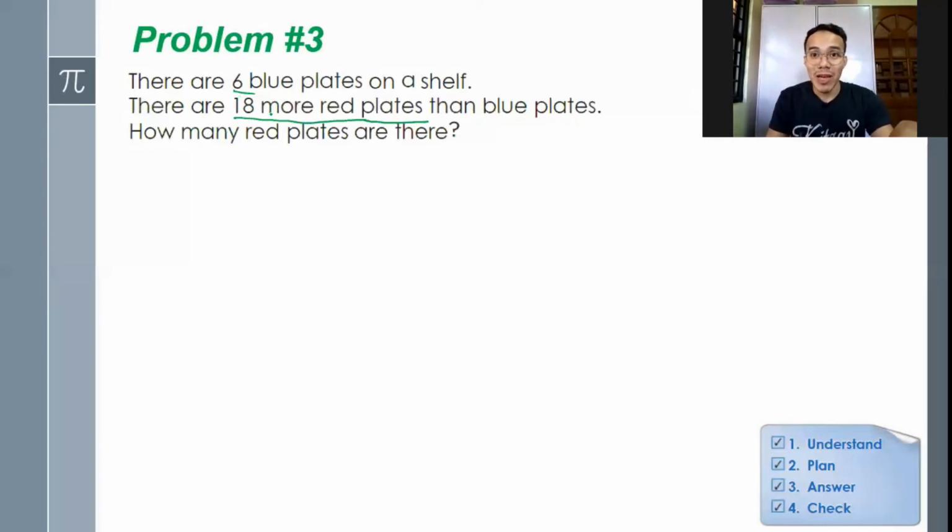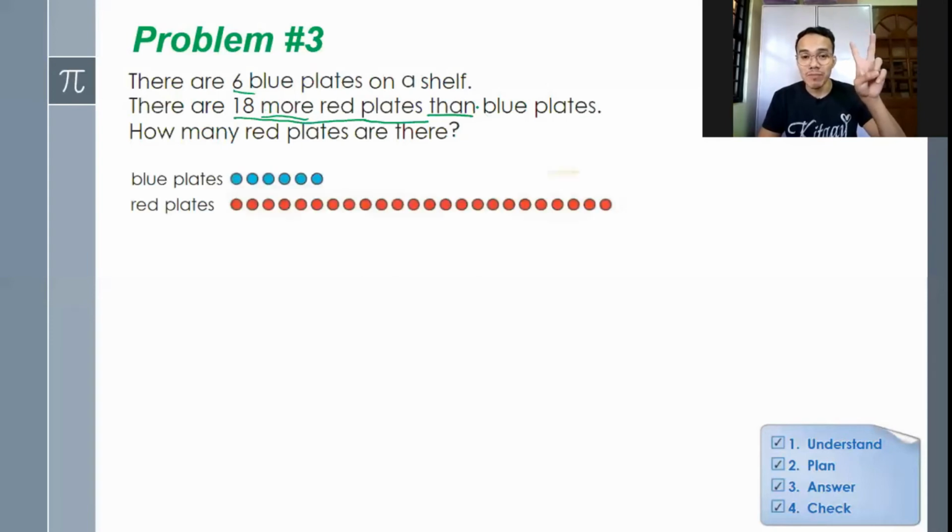What is my keyword? My keyword here is more than. If you see these words more than, it means we are comparing. It means you are comparing two quantities. If we are comparing two quantities, then we have to use the comparison model. Again, in comparison model, there are two bar models there. One is longer and the other one is shorter.